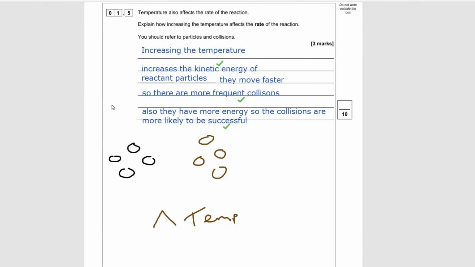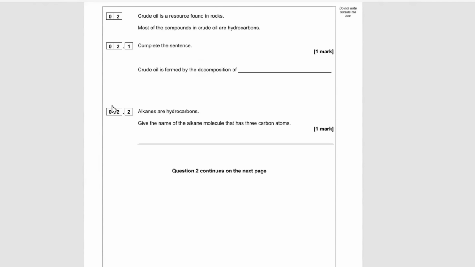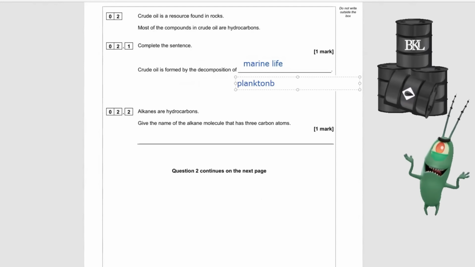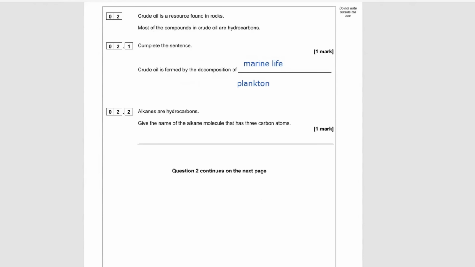Okay, let's move on to the next question. Right, question 2. Crude oil is a resource found in rocks. Most of the compounds in crude oil are hydrocarbons. Complete the sentence. Crude oil is formed by the decomposition of what breaks down to make the black, thick, liquid mixture that's crude oil. And it's marine life, things that live in the sea, especially from millions of years ago. It's plankton. And this happened hundreds of millions of years ago. They decomposed with heat and pressure under specific conditions, anaerobic conditions, to create crude oil.